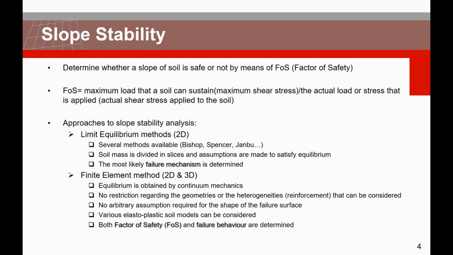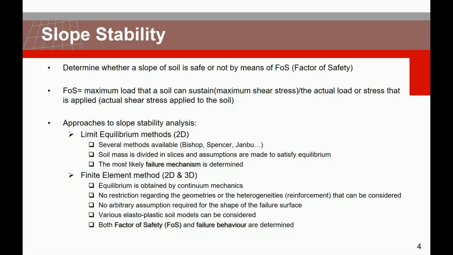We can distinguish two approaches to slope stability analysis: the so-called limit equilibrium methods and the finite element method. The first one is available only in 2D. It consists of several methods. The most popular are Bishop, Spencer, Janbu, but there are many of them. In the limit equilibrium method, the soil mass is divided into slices, and assumptions are made to satisfy equilibrium, and the most likely failure mechanism is determined.